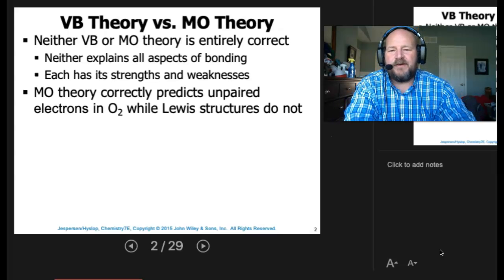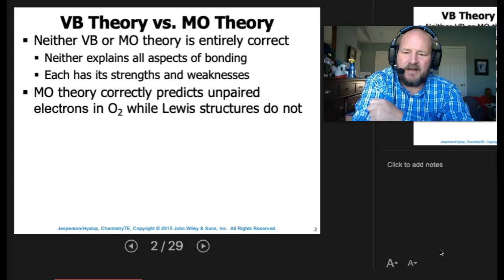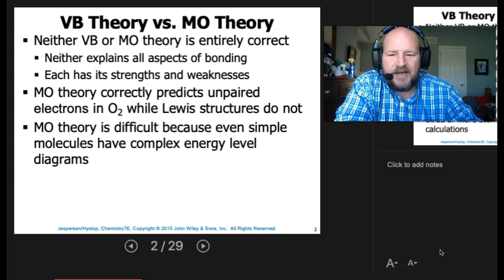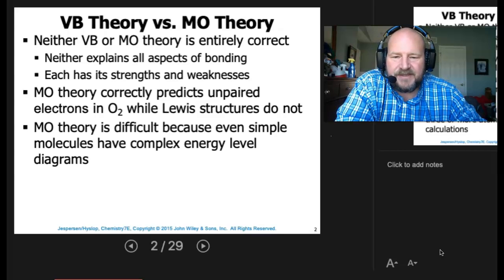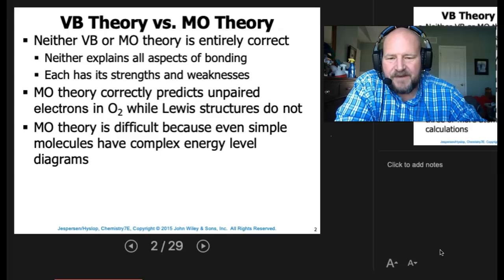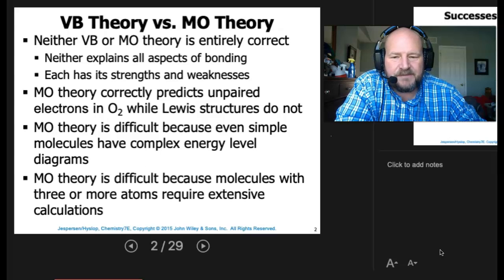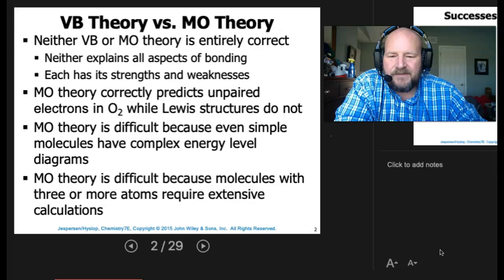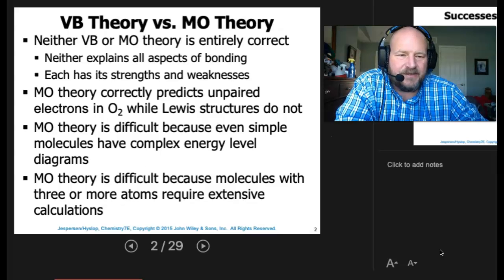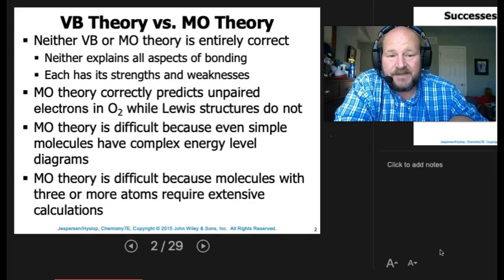We know that MO theory will correctly predict unpaired electrons in O2 while Lewis structures do not. We know that MO theory is difficult because even simple molecules have complex energy level diagrams. MO theory can be difficult because molecules with 3 or more atoms are going to require extensive calculations, right? So everything we've done has been diatomic.